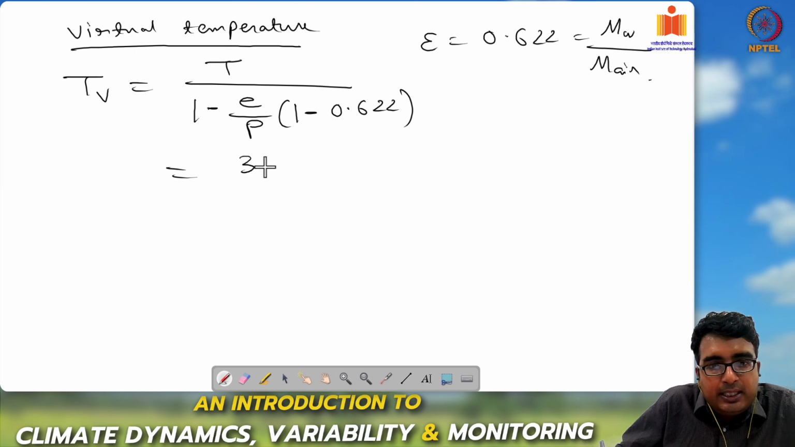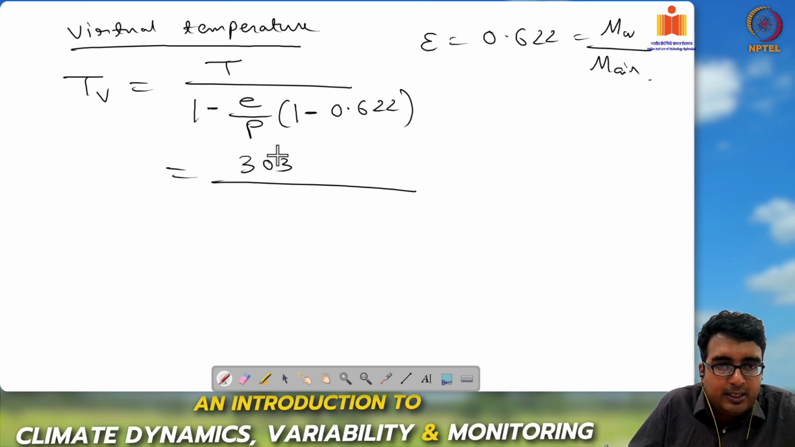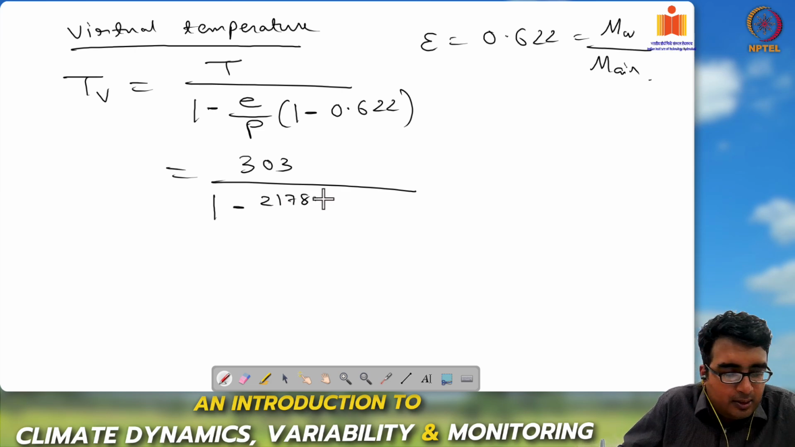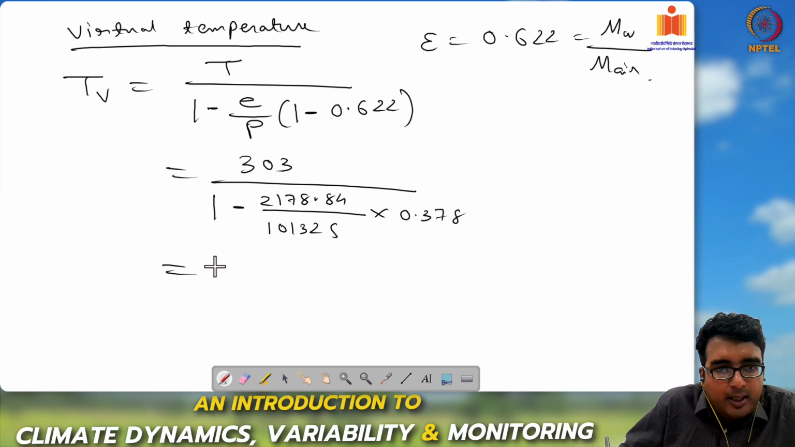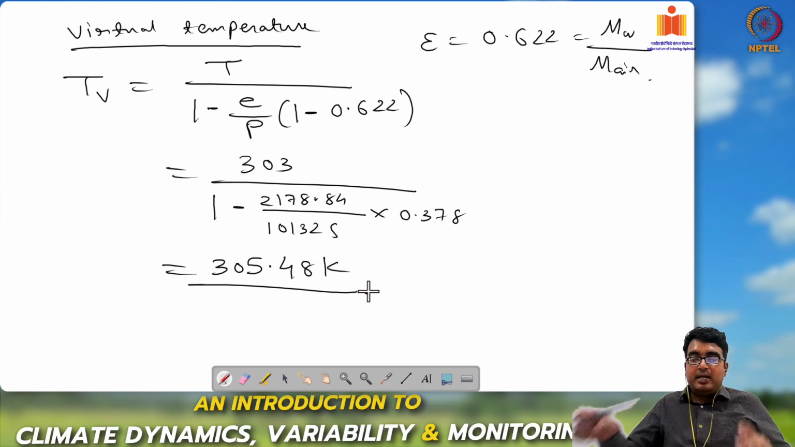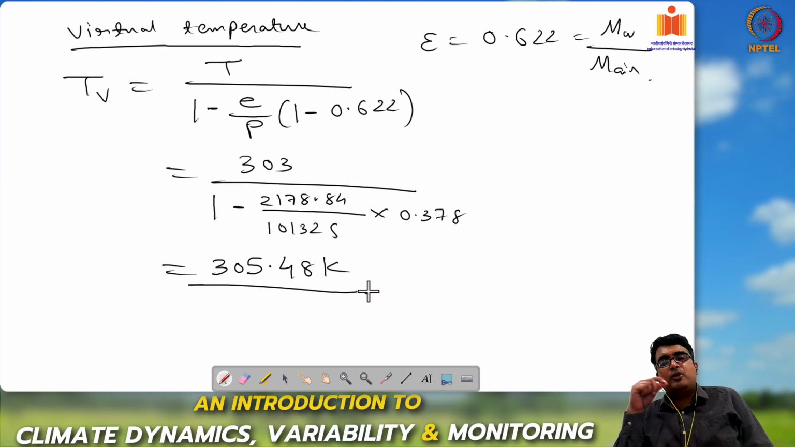So we can put T as 303, which is 30 degrees centigrade. 1 minus E, we have seen this is 2178.84 pascals. The total pressure is 101,325 pascals, and this is 0.378. So expand, calculate, and you get 305.48 kelvins. So at this temperature and relative humidity, the virtual temperature for this moist air parcel is around 305.48 Kelvin. So 5 degrees difference.